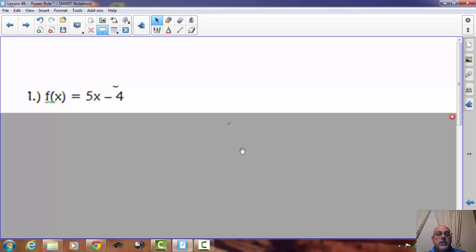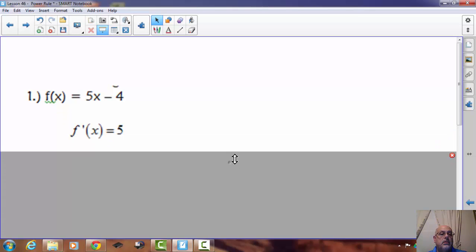So hopefully you paused the screencast, and if so, welcome back. So let's look at the derivative. F of x equals 5x minus 4. The exponent we don't write as a 1. So 1 times 5 is 5. And then you subtract 1 from the exponent. 1 minus 1 is 0. Anything to the 0 power is 1. So the derivative of 5x minus 4 is simply 5.